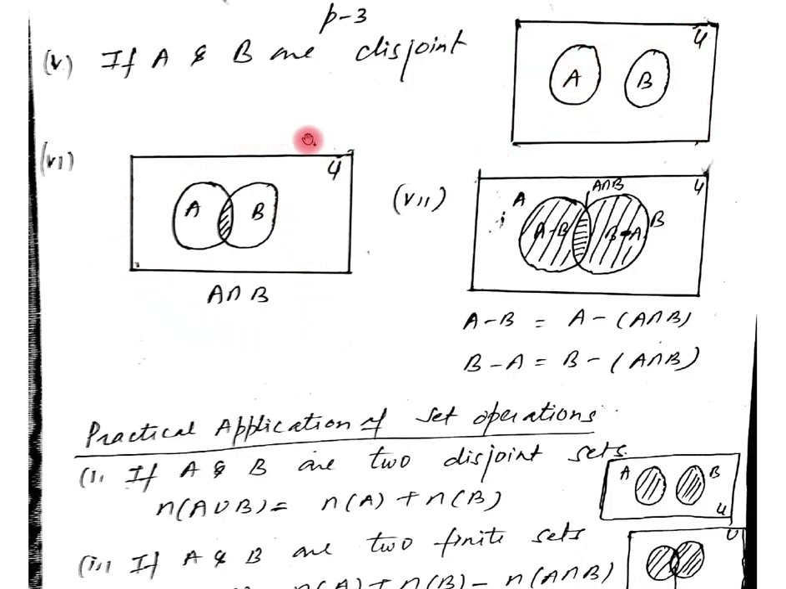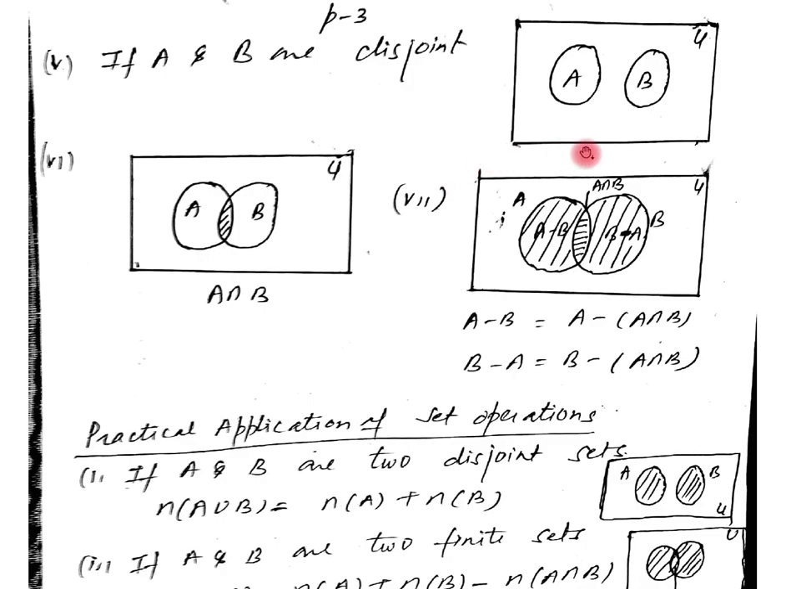Similarly, let us show A intersection B. So this is set A. This is set B. A intersection B means the common portion, the elements which are in both A and B. So A intersection B can be represented by this shaded portion.